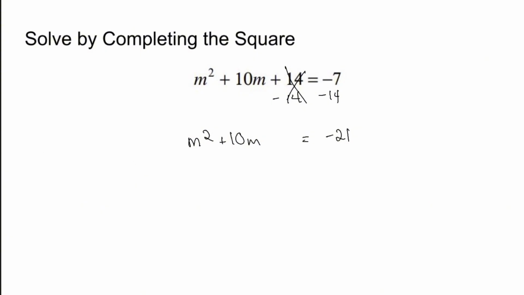Now, next step is I have to take the number in front of m. That's why I left the space here. I have to take the number in front of m, take half of it, which becomes 5, square that, which becomes 25, and add that to both sides. Now, what that does for me on the left is that gives me a perfect square trinomial, where I know m squared plus 10m plus 25 factors out to m plus 5 squared. That's going to equal what we get over here, -21 plus 25, which is 4.